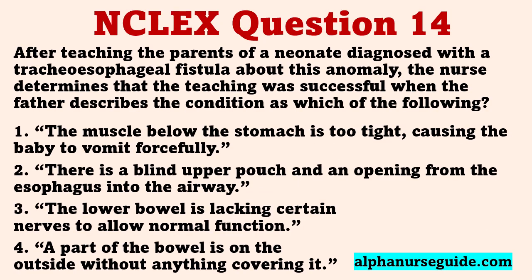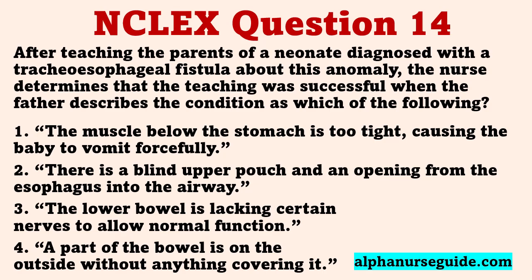After teaching the parents of a neonate diagnosed with a tracheoesophageal fistula about this anomaly, the nurse determines that the teaching was successful when the father describes a condition as which of the following? 1. The muscle below the stomach is too tight, causing the baby to vomit forcefully. 2. There's a blind upper pouch and an opening from the esophagus into the airway. 3. The lower bowel is lacking certain nerves to allow normal function. 4. A part of the bowel is on the outside without anything covering it.